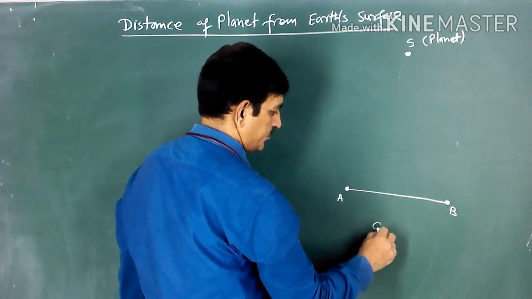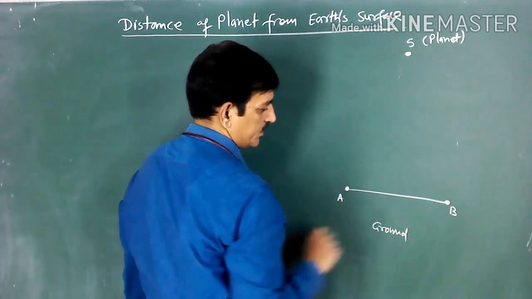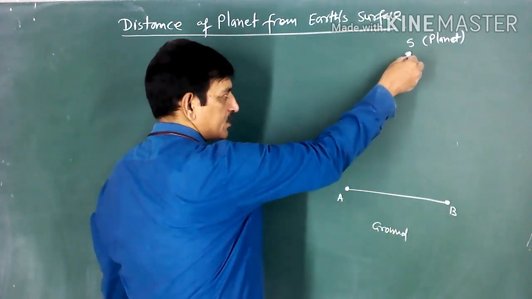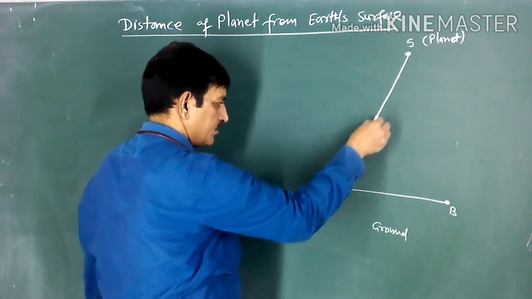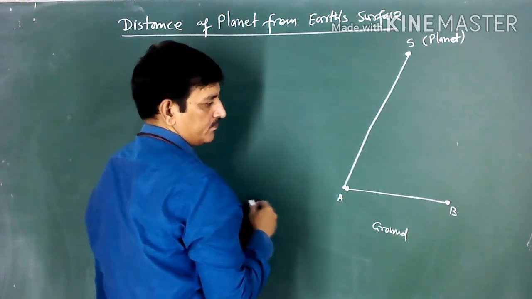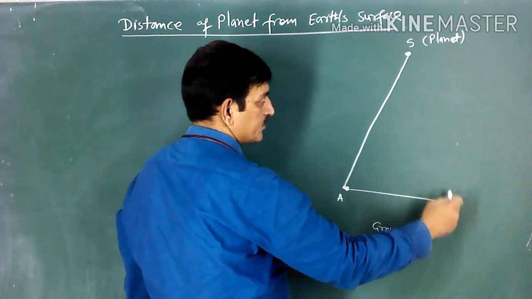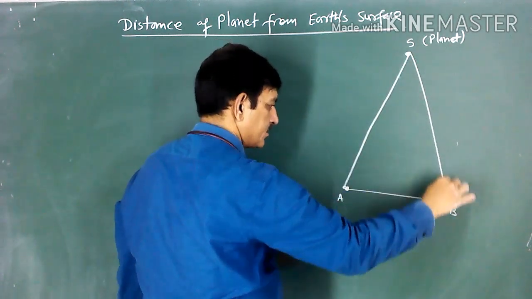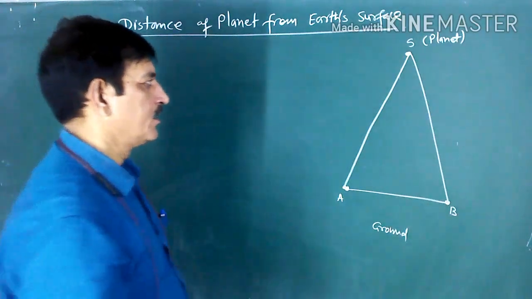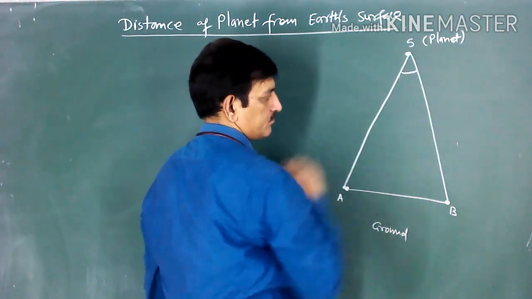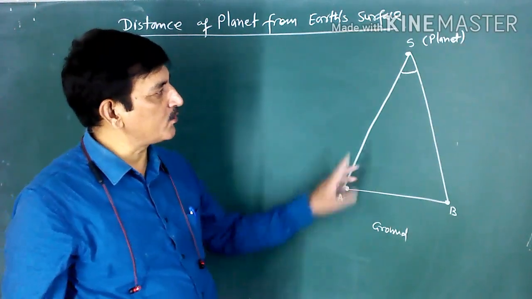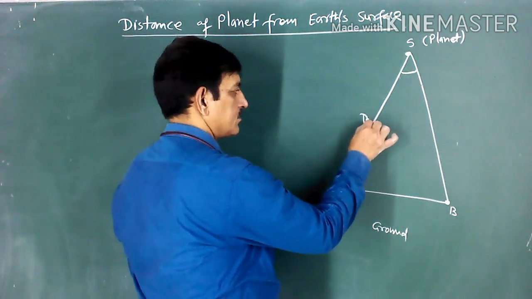And this is actually the ground. So this is the first observation point, and you can observe this planet by using a telescope. Again, you can observe the planet from B using a telescope. Our purpose is to find this angle. The situation should be clear.